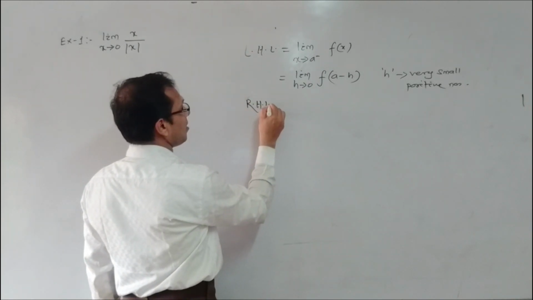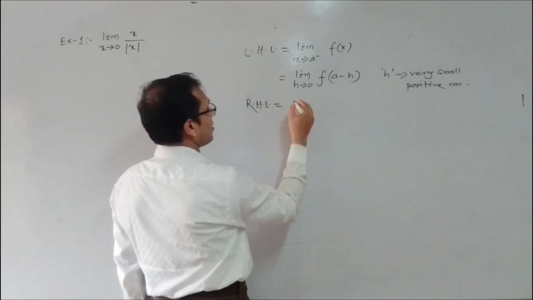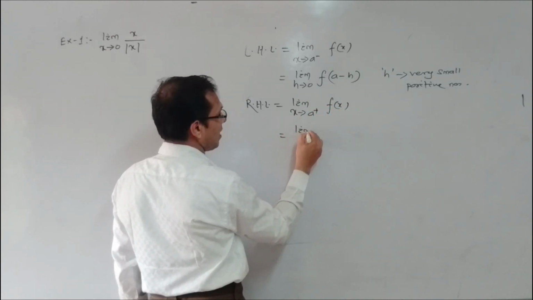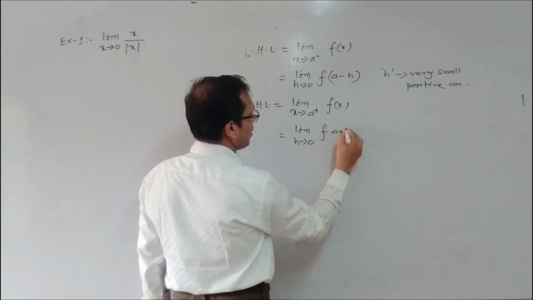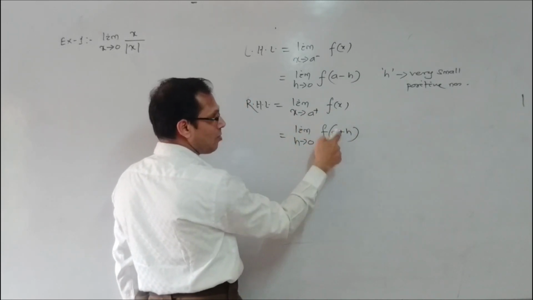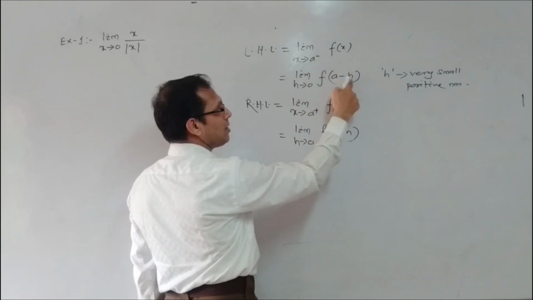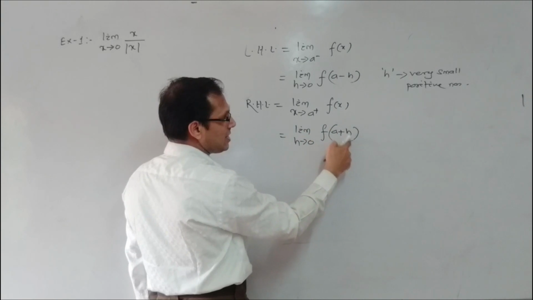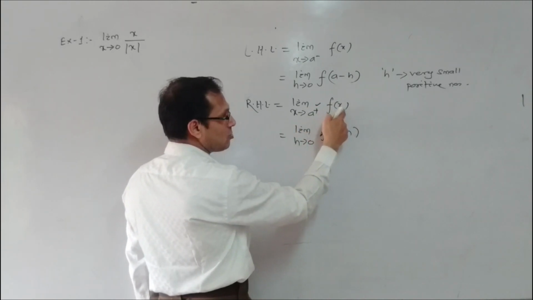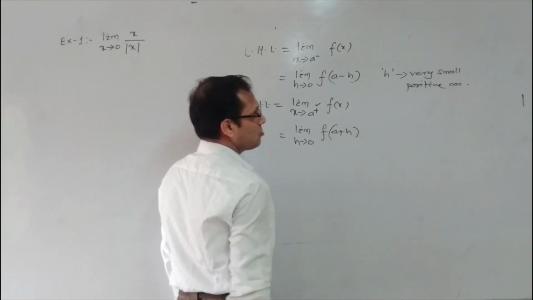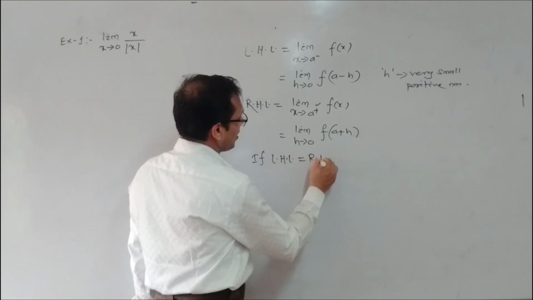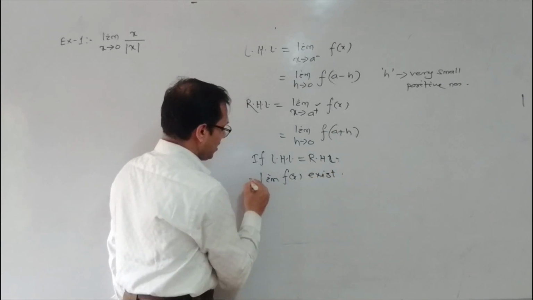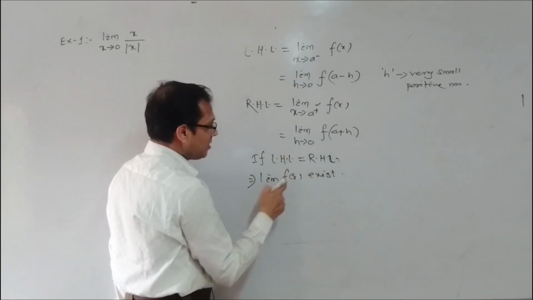Now, what about RHL? You have to check whether LHL is equal to RHL or not. That means limit x tends to a plus f of x, then x should be replaced by a plus h, with h tends to 0, f of a plus h. Here a minus given means x should be replaced by a minus h. What is h? h is a very small number nearest to 0. Here also x should be replaced by a plus h, since a plus means right hand limit. If LHL is equal to RHL, then limit f(x) exists. If LHL is not equal to RHL, then limit f(x) does not exist.